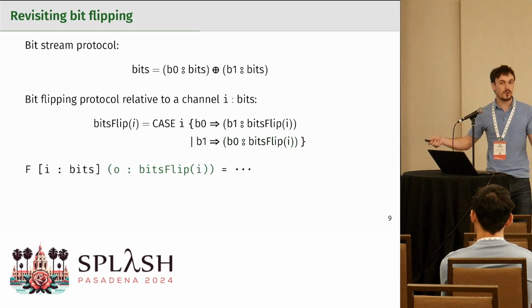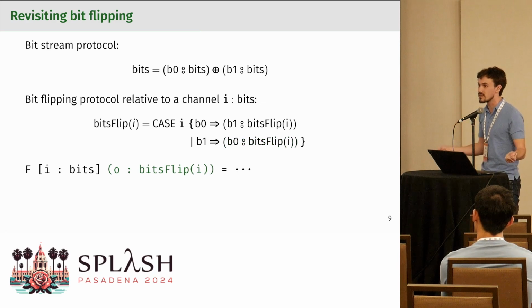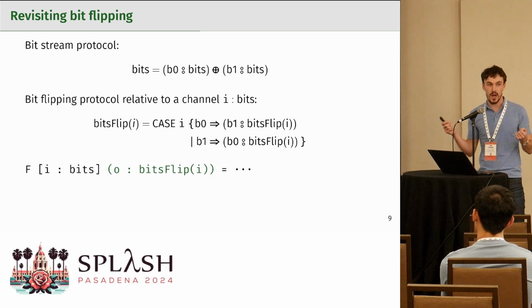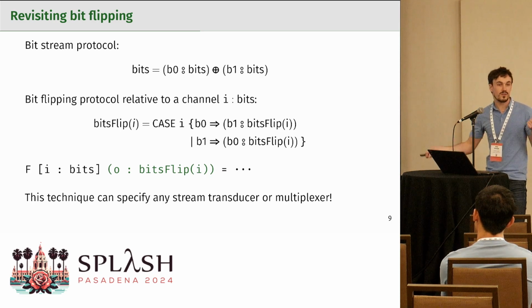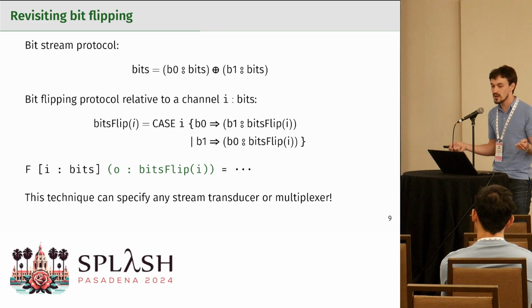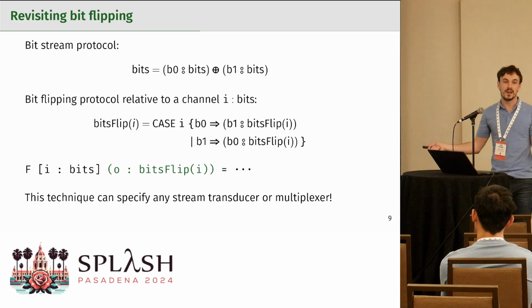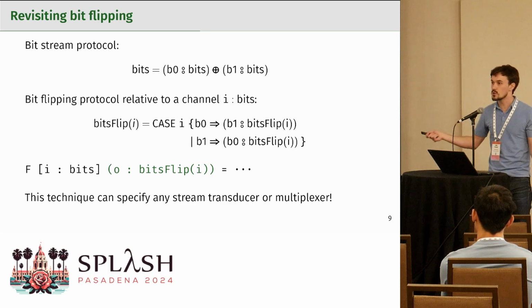And so now what we can do is revise our specification and change the type of O from being just bits to being this bits flip I protocol. And we can use this technique to specify any sort of stream, transducer, or multiplexer. In principle, you could use it to specify, for example, the results of DNS queries after doing a DNS zone transfer. You could use it to specify proxies and so on and so forth.